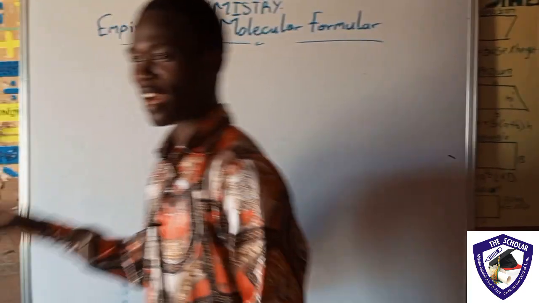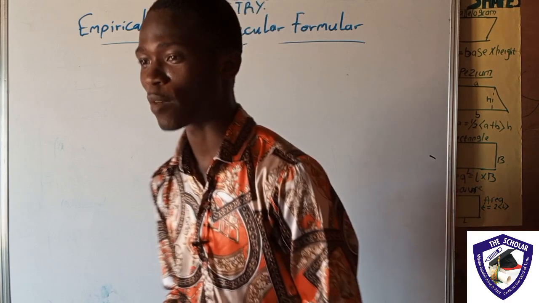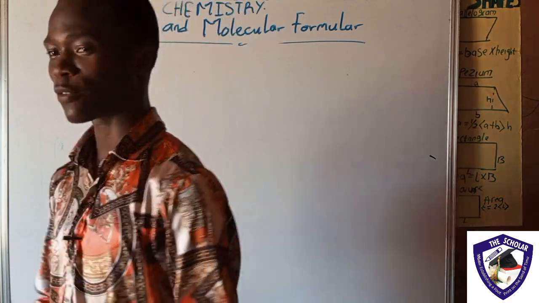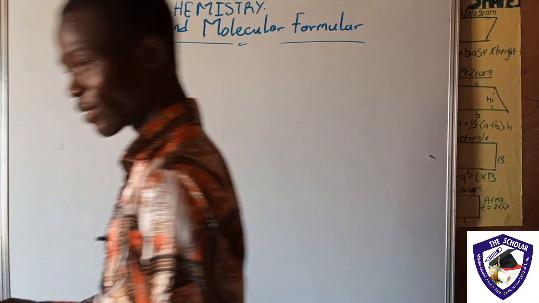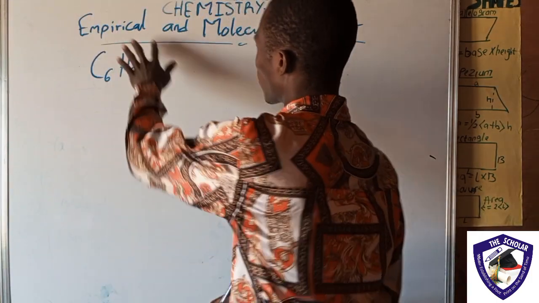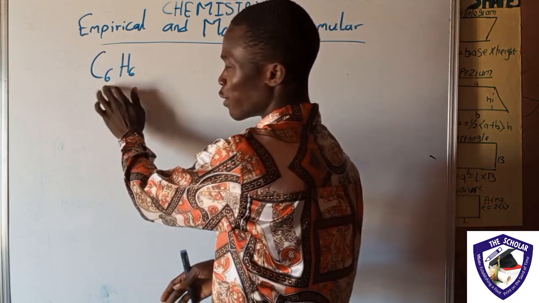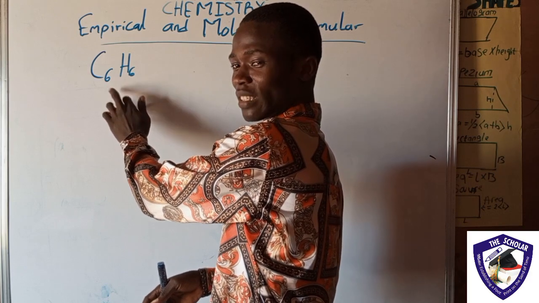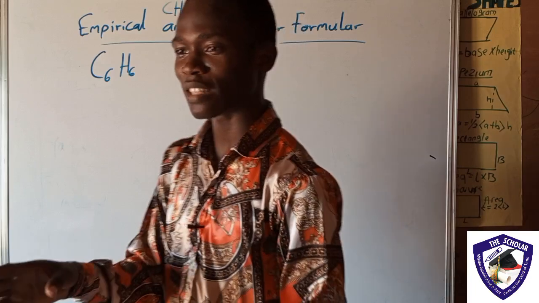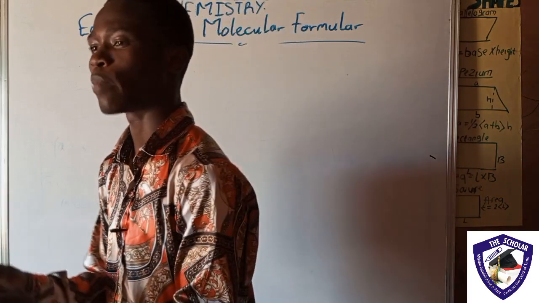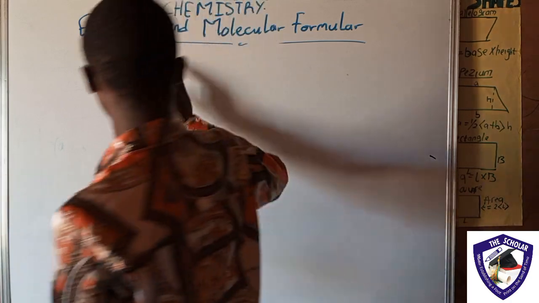So today we'll be looking at empirical and molecular formula. Now, empirical formula and molecular formula are used to get the true value of a particular compound. For example, if we have a compound like C6H6, the purpose of empirical formula and molecular formula is to explain how we get this compound to be C6H6. So empirical formula expresses the components of a particular compound in the simplest whole number ratio.